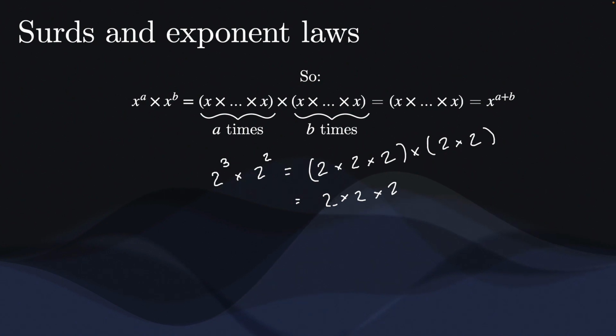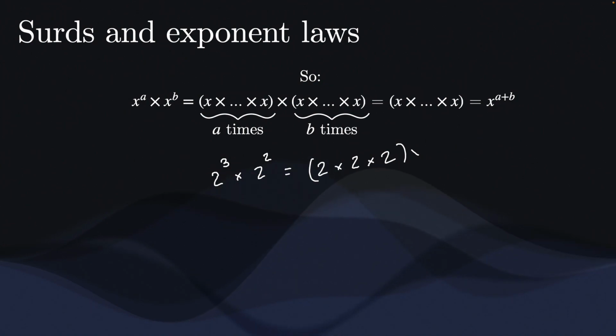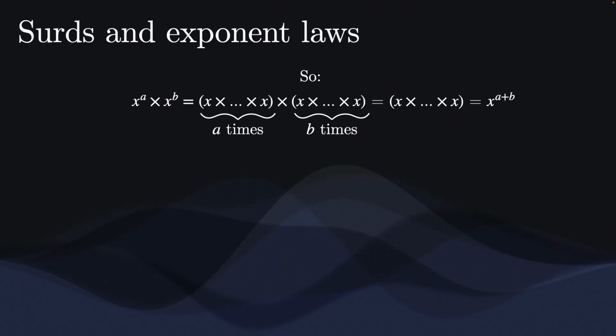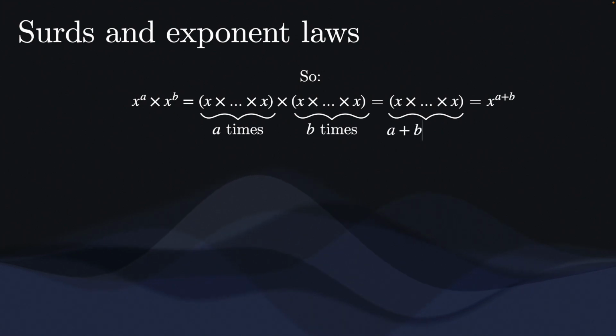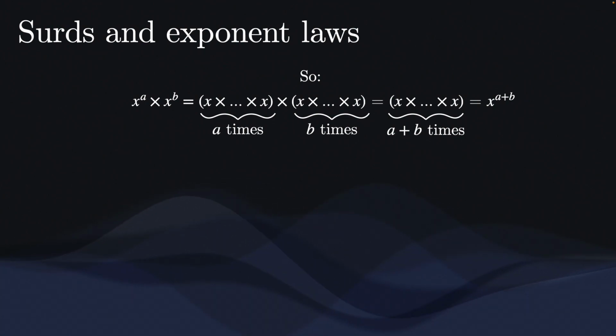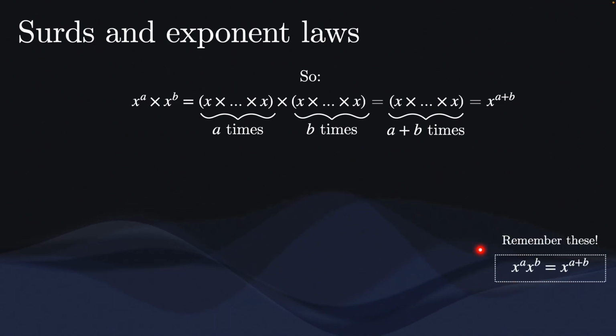So what that means is that if we have some number x to the a times that same number x to the b, we get x to the a plus b. So x to the power of the sum of the exponents. And that's it. That is our first rule. It's important because this rule you'll end up using a lot.